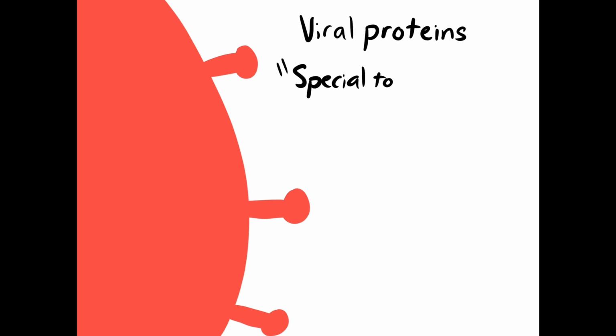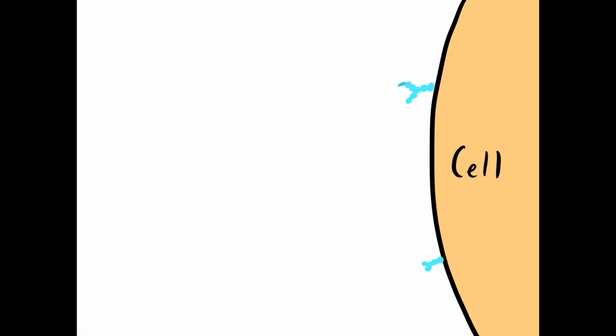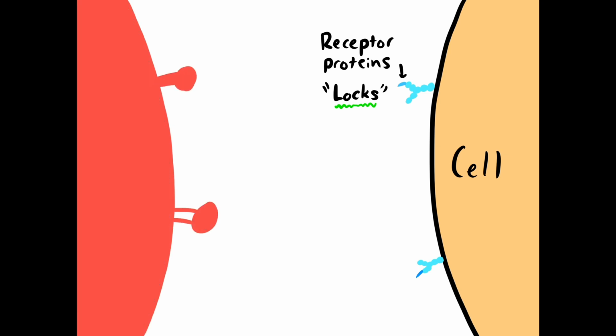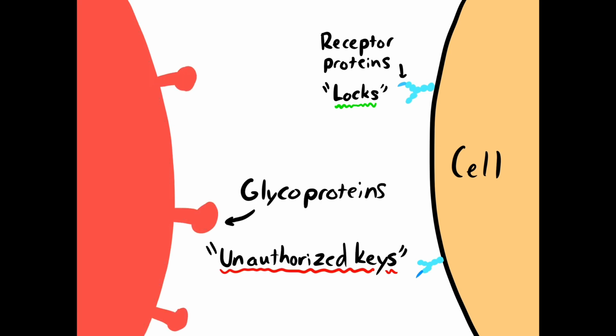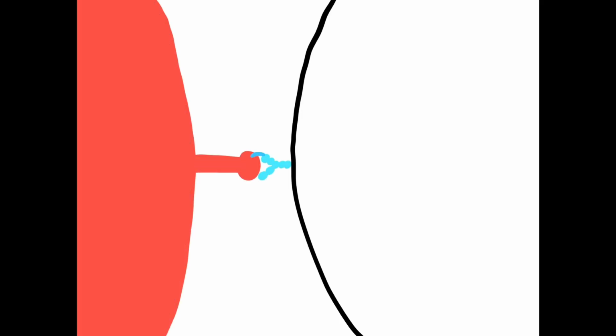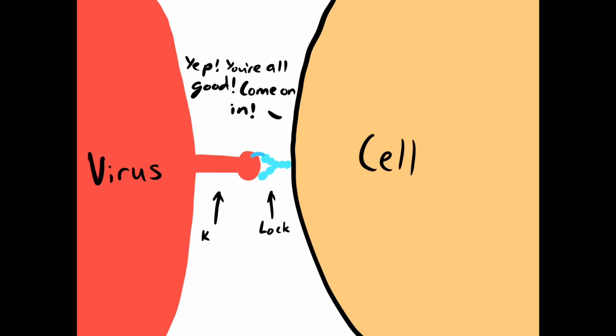As mentioned earlier, a virus is equipped with special tools or viral proteins that allow it to trick a cell into letting it in. If we think of the receptor proteins on a cell as locks, the proteins on a virus's surface, called glycoproteins, are like unauthorized copies of keys capable of undoing the lock. When a viral protein makes contact with a cell's receptor, they bind by fitting properly together, and the cell is fooled into accepting the virus.